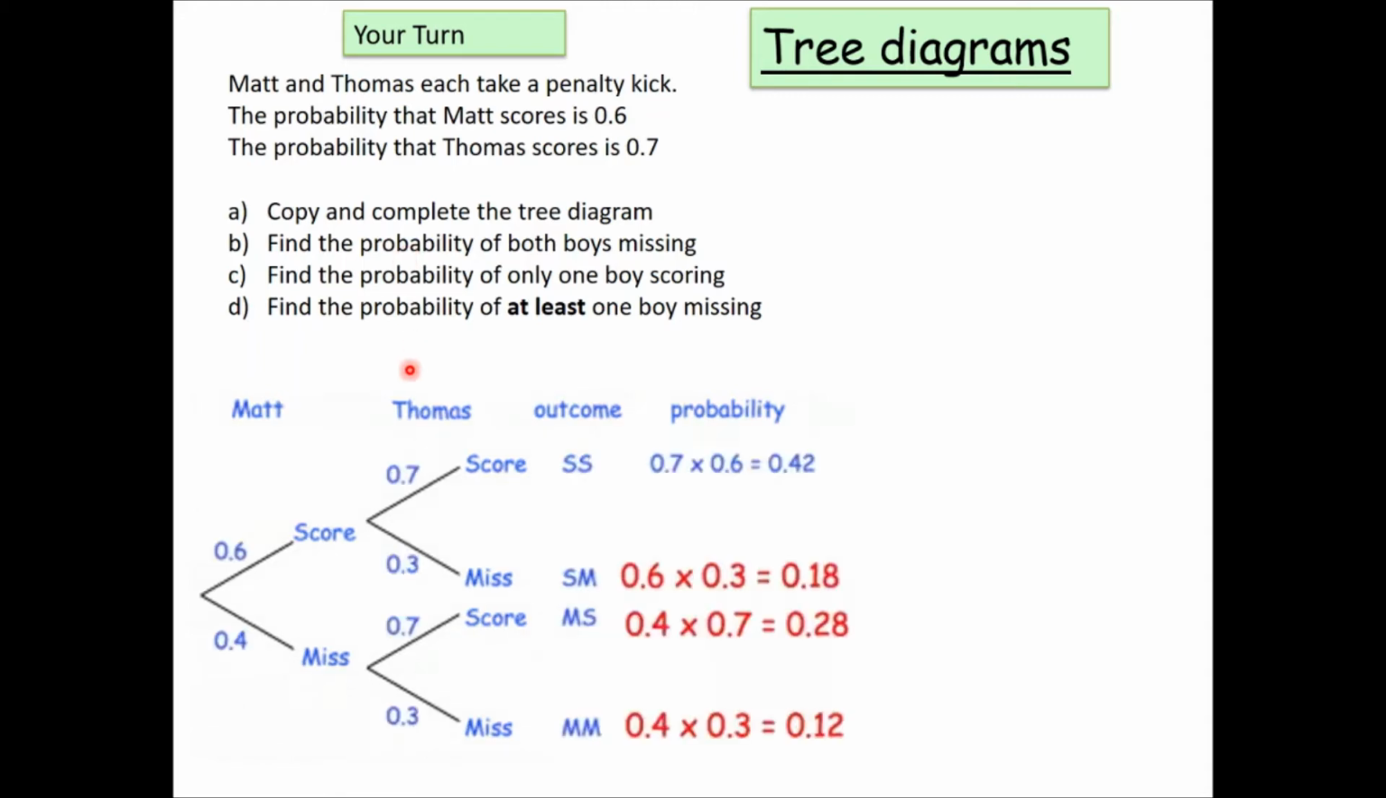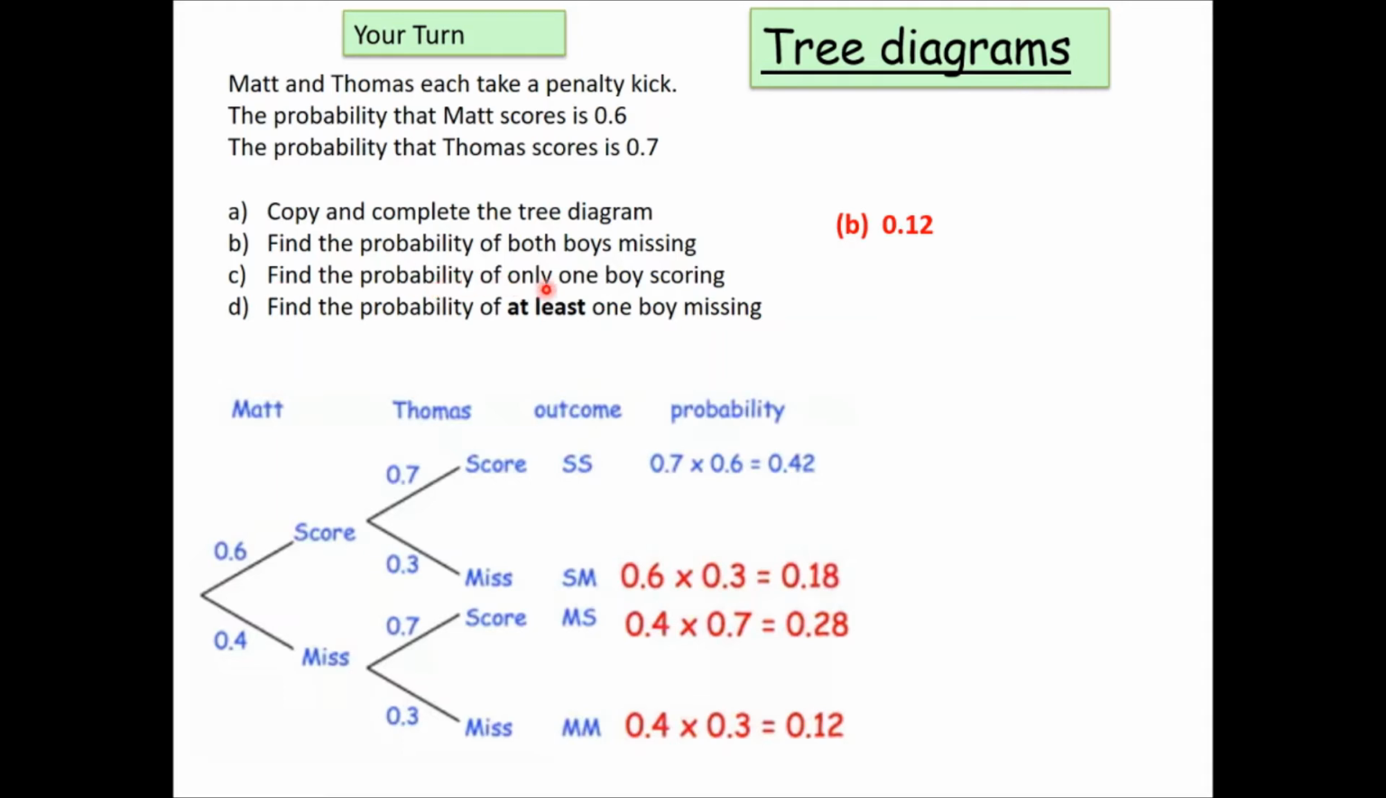So for this question, the tree diagram looks like this: 0.6 for Matt scoring, and then 0.4 for not scoring, and then for Thomas 0.7 and 0.3 for missing, and the same for that half there. Listing out the outcomes: score score, score miss, miss and score, and then miss miss, both Matt and Thomas missing their penalties. And again, I worked out the probabilities. Looking at the questions, find the probability that both of the boys miss. So follow this path here: miss and miss. That's 0.4 times 0.3 equals 0.12.